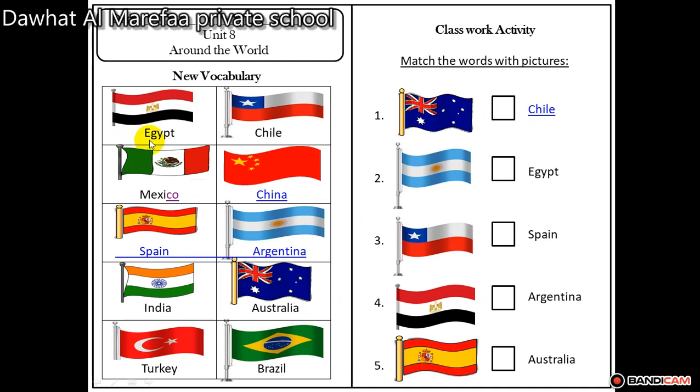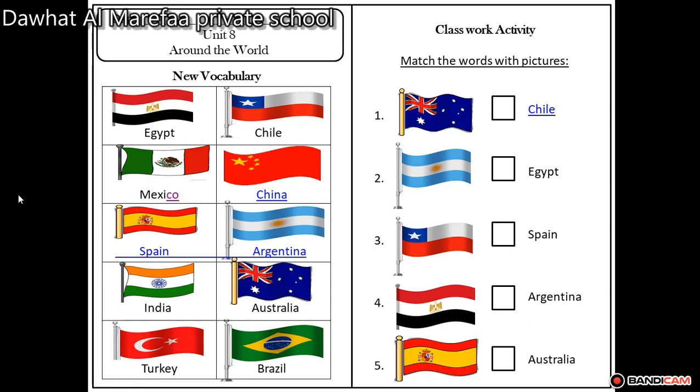So repeat after me. Number one, what is the flag of this country? العلم الكونتري البلد. This is called what? Egypt. Very good. What is this? Chile. Again, Chile. Amazing. Number three, Mexico.